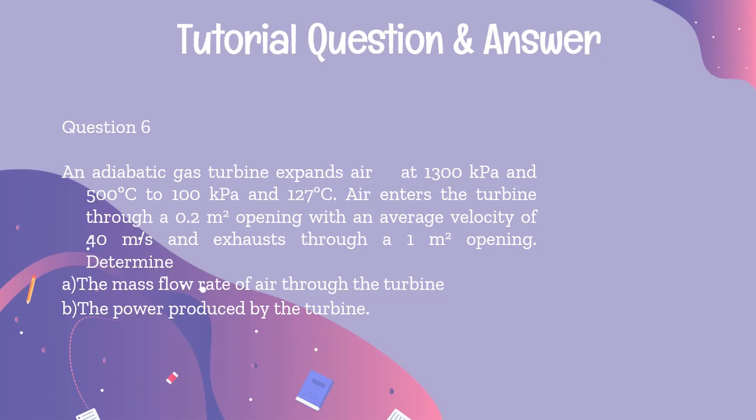Now let's move on to question number 6. An adiabatic gas turbine expands at 1300 kPa and 500 degrees Celsius to 100 kPa and 127 degrees Celsius. Air enters the turbine through a 0.2 meter square opening with an average velocity of 40 meters per second and exhausts through a 1 meter square opening. Determine A, the mass flow rate of air through the turbine, and B, the power produced by the turbine.